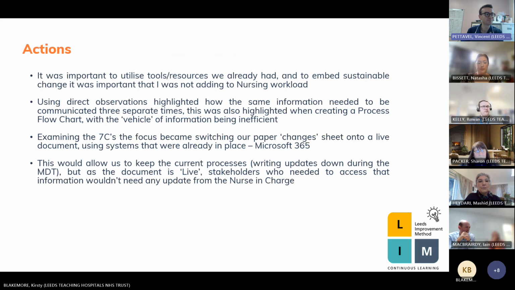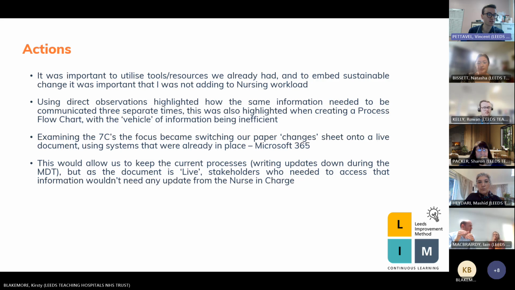Next slide, please. In terms of actions, for me, one of the most important things was to not front load work onto the nurse in charge. So we wanted to try and reduce that nursing workload as opposed to add to it. I didn't want to change processes in a way which would be unsustainable. I wanted to do it in a way which would be efficient and also try to sell it to the team in terms of this will improve their day and improve their time in terms of getting that information across.